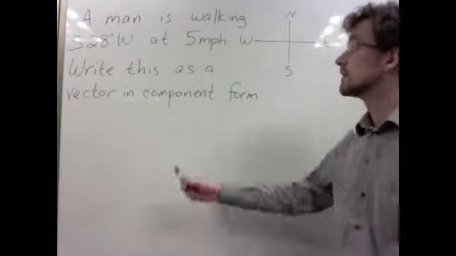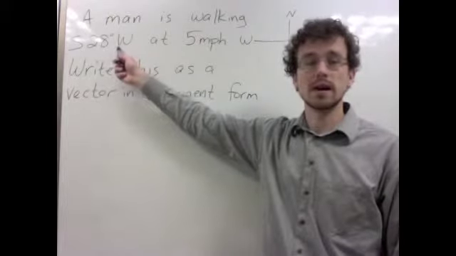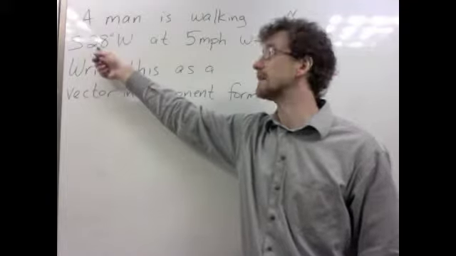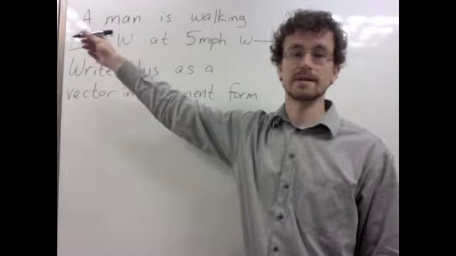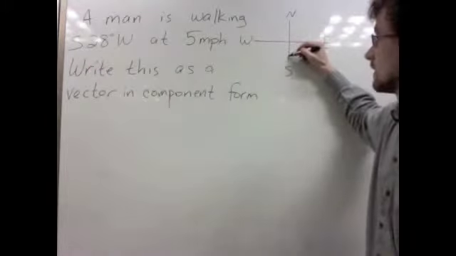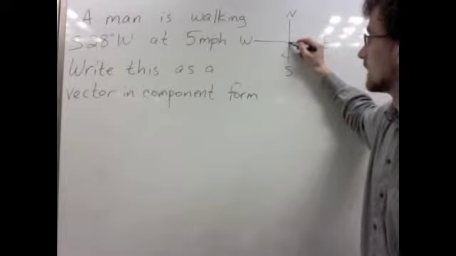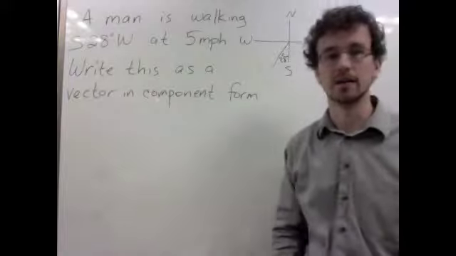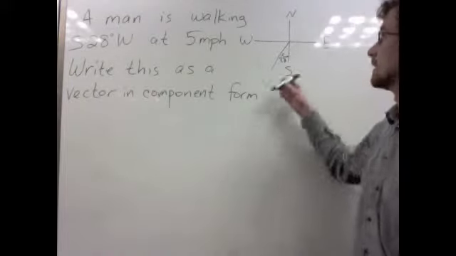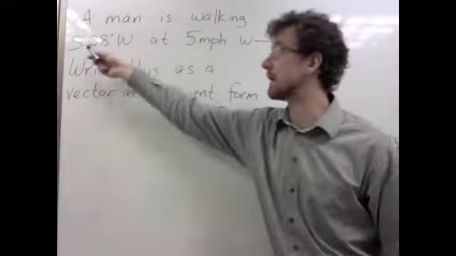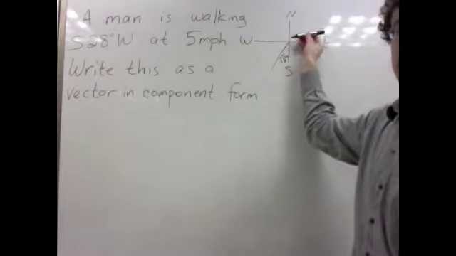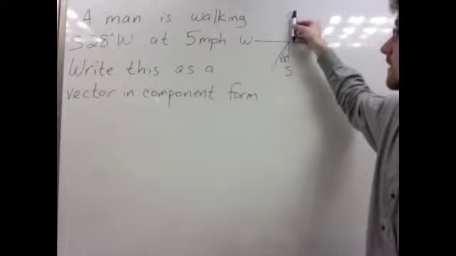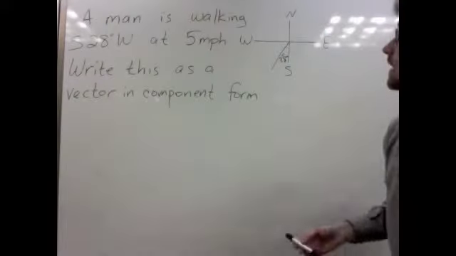And what this south by 28 degrees west means is that you start at south and you rotate 28 degrees toward the west. So I go south and I rotate 28 degrees toward the west, and this is our 28 degree angle. If it was east by north, we would start at east, rotate however many degrees toward the north. If it was north by west, we would start at north, rotate toward west.